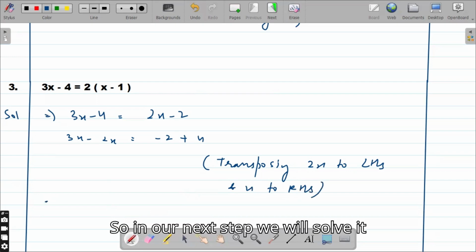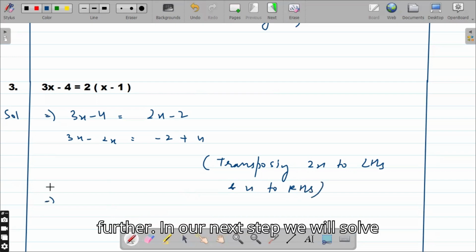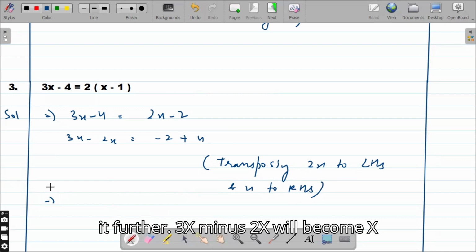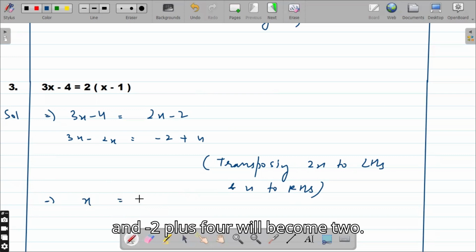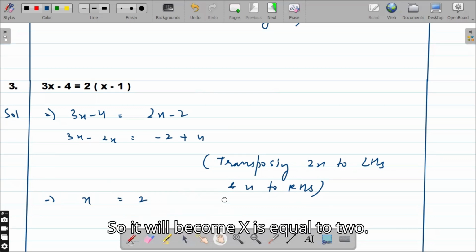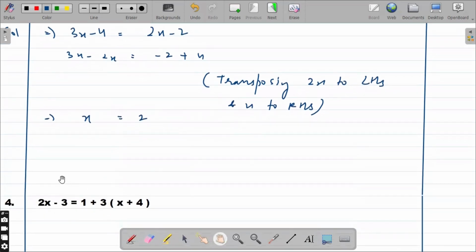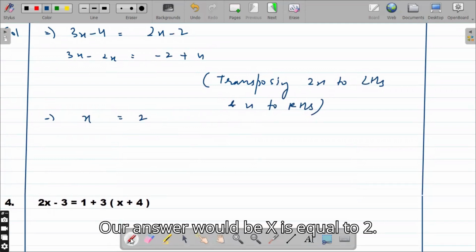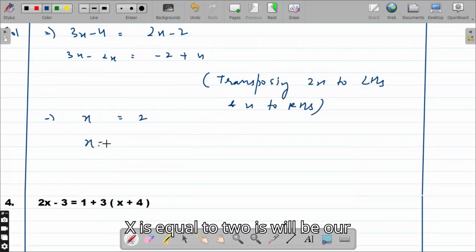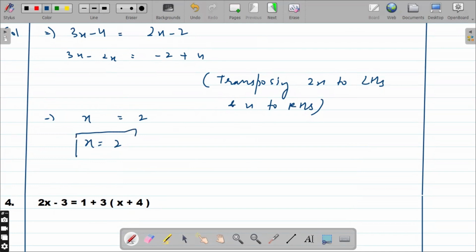So in our next step, we will solve it further. 3x minus 2x will become x and minus 2 plus 4 will become 2. So it will become x is equal to 2. Our answer would be x is equal to 2. Come to the fourth part.